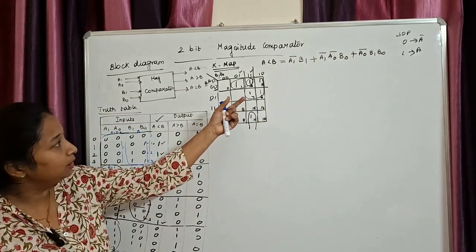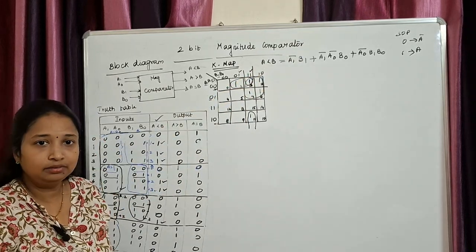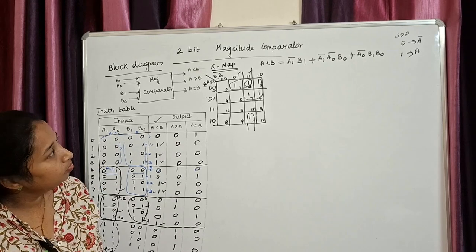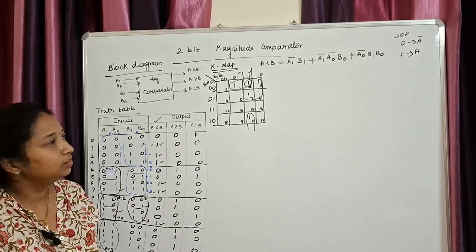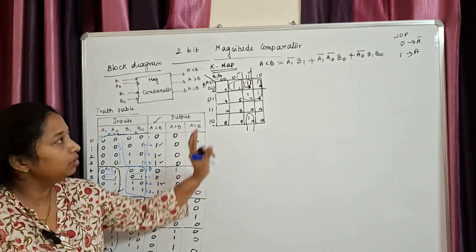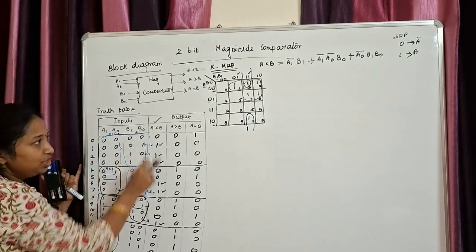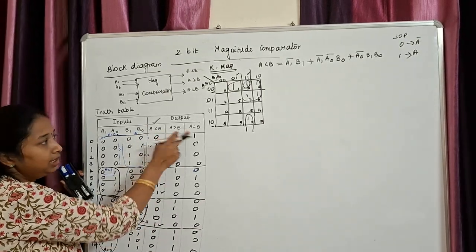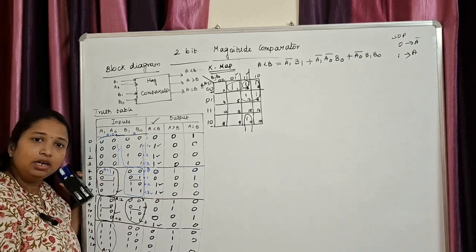This is the Boolean expression for A less than B. Clear? Can we do any simplification here? No. There is no possible simplification. So we can leave it as such. Clear? How to write the Boolean expression for A less than B? We have just done with A less than B. In a similar way, we have to find the Boolean expression output for A greater than B and A equal to B as well. Clear?